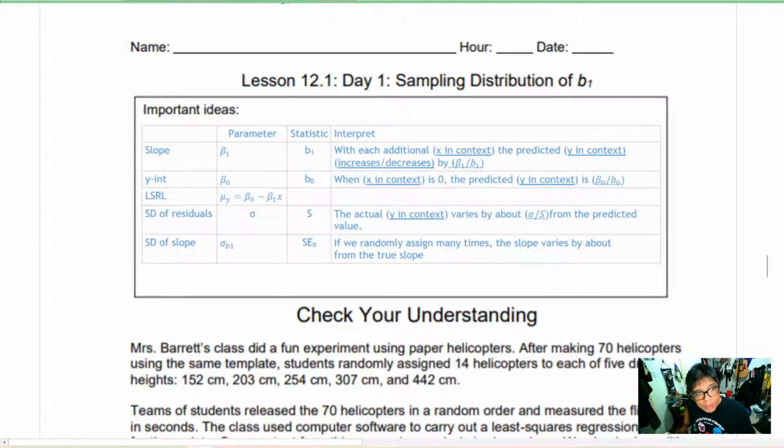Also, we have something called the standard deviation of the slope. Again, ideally, the standard deviation of the slope would be small. We call that sigma B1 for the parameter. And for the statistic, we're going to call that either SE subscript B, or SEB. One of those two is usually just fine. So we are very interested in S. We are very interested in SEB. We know that B naught estimates beta naught, and we know B1 estimates beta 1.